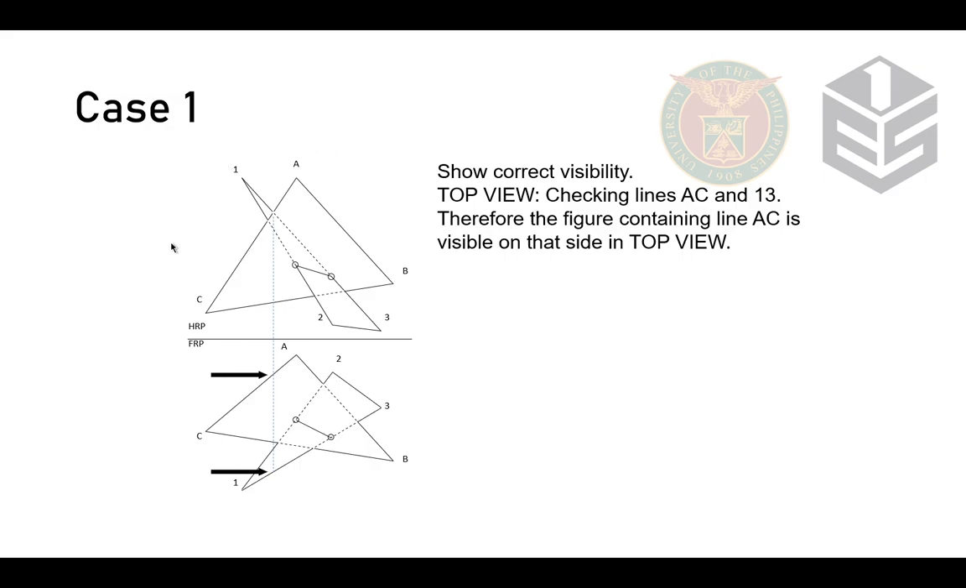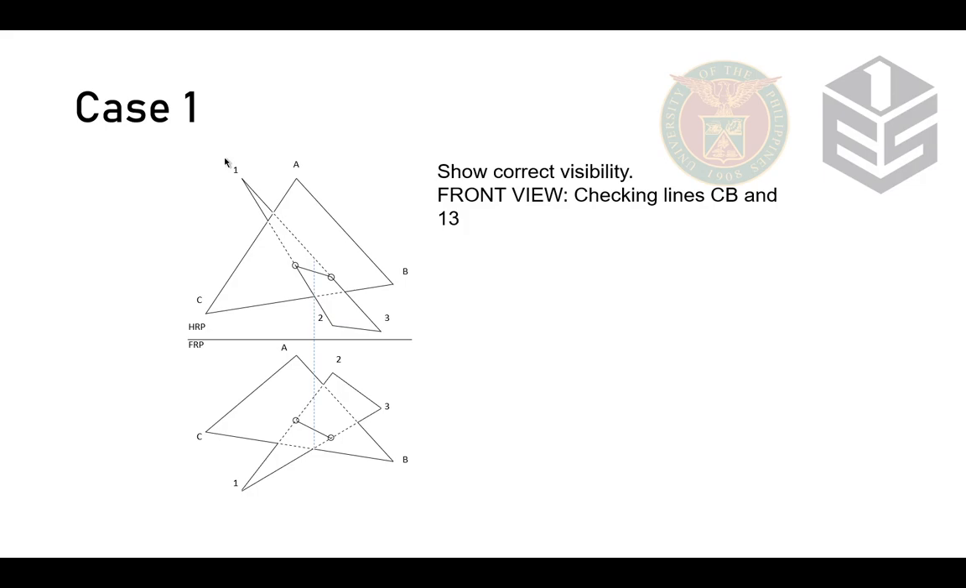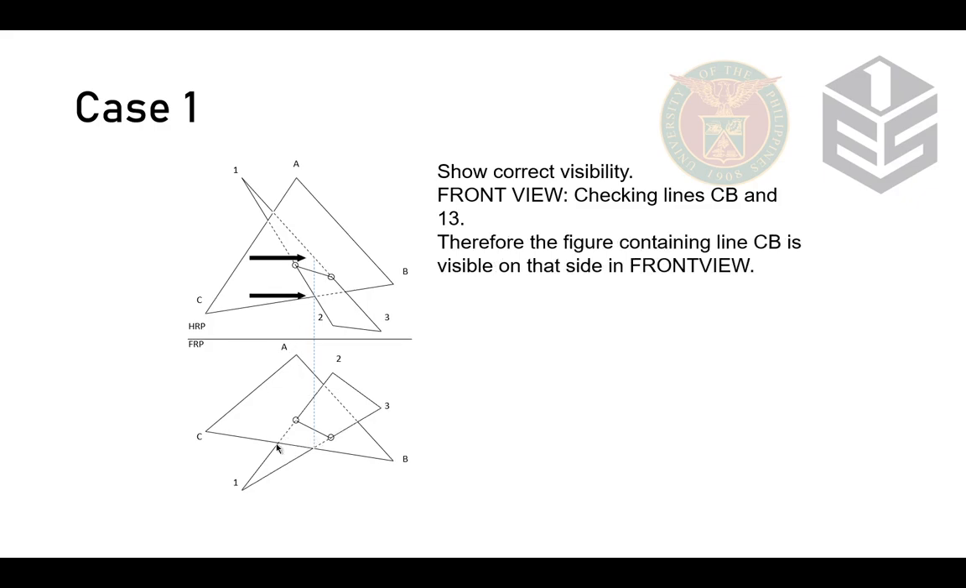Okay, so now that we've determined correct visibility in HRP, let's proceed with correct visibility in FRP. Here we check correct visibility between line 1, 3 and line BC. So we project this line upwards to FRP, and we see that the projection touches line BC before it touches line 1, 3. So this means that in this FRP view, line BC is above your line 1, 2, 3. Therefore, line BC becomes a solid line.